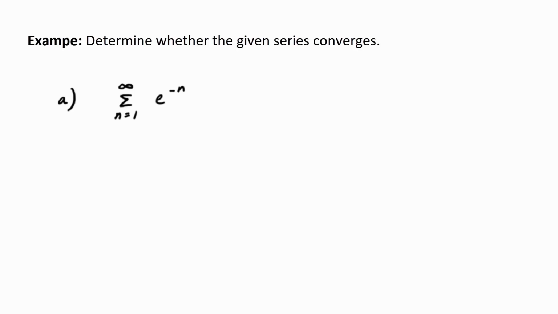Let's determine if the series is convergent or divergent. The idea is to use the integral test here. In part A, we have the sum from n equals 1 to infinity of e to the negative n. So if we're going to use the integral test, we first have to find f of x. What is f of x going to be? If a sub n is e to the negative n, what's f of x?